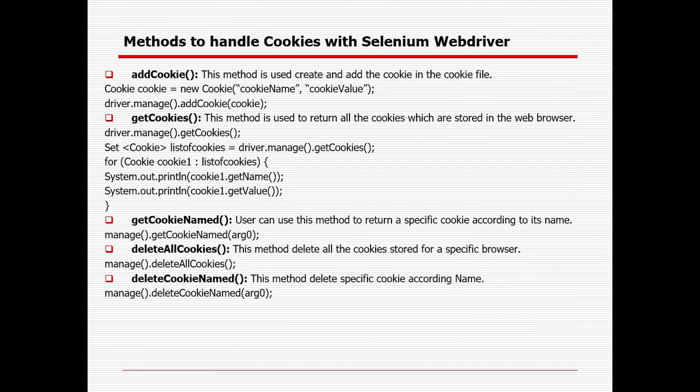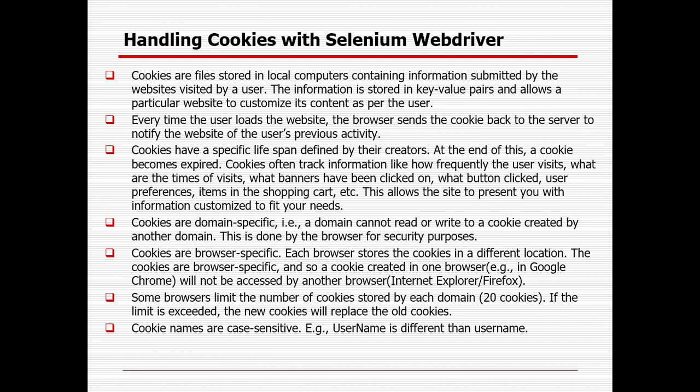The last topic for today, I will be continuing with the cookies part. So cookies you already know, right? Whenever you are navigating through some web pages, definitely some sort of cookies is getting stored as your browser history. Okay. So cookies are files stored in the local computer containing information submitted by the website visited by the user. Whatever step by step you are performing in the browser, everything should be stored in the browser history. That is called cookies.